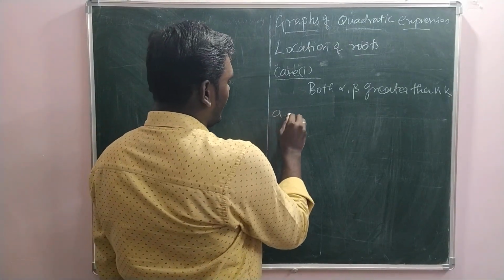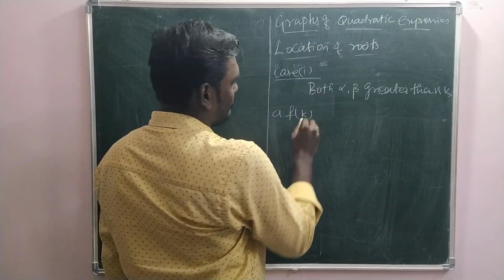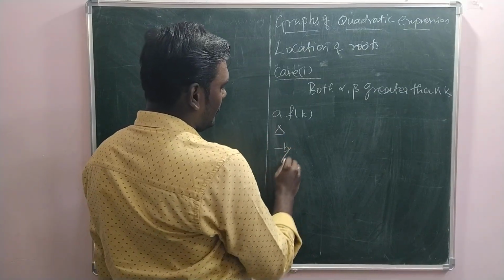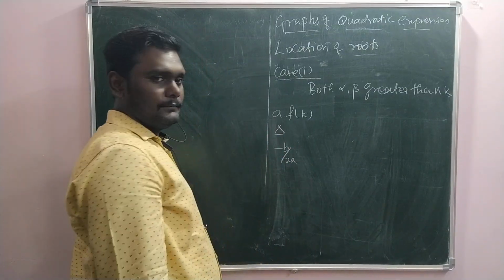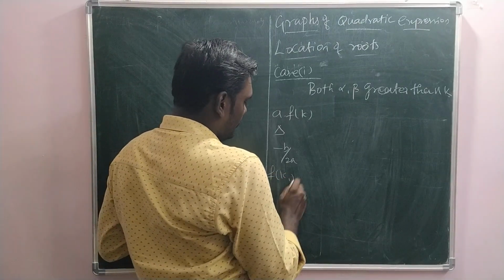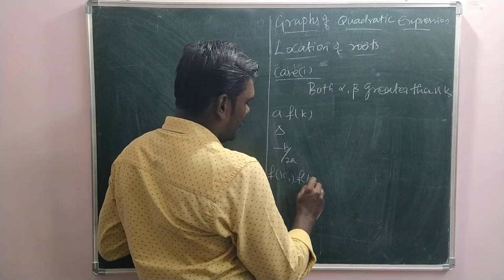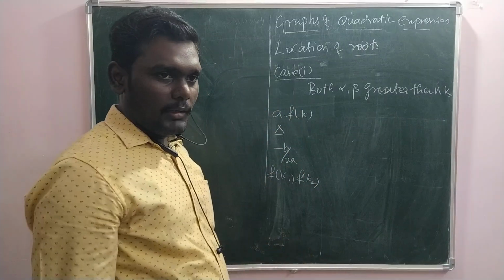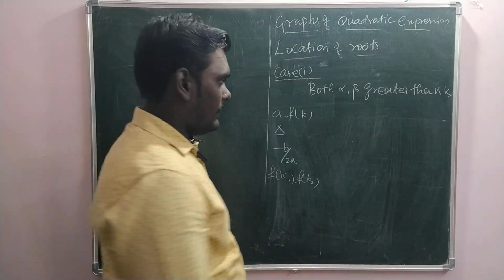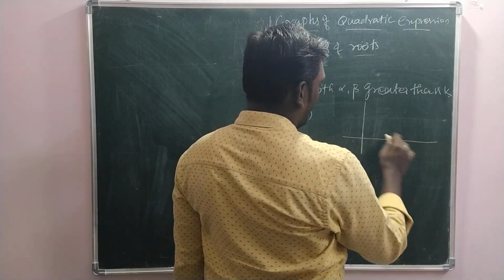What we can say for a into f of k, what we can say about delta, what we can say about minus b by 2a, and if 2 values are there, what about f of k1 into f of k2. These kind of inequalities we can find. So I said both alpha and beta greater than k. That means there are 2 cases.